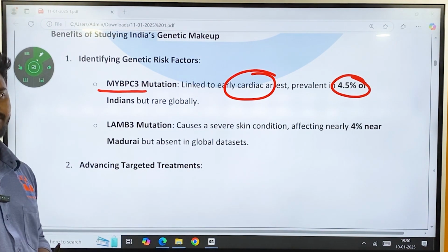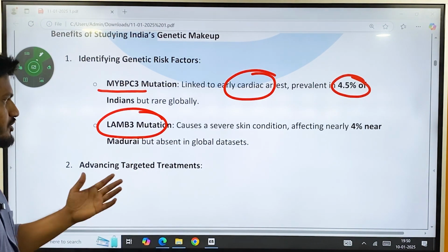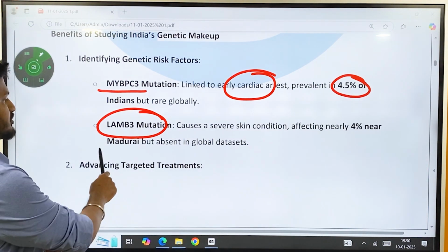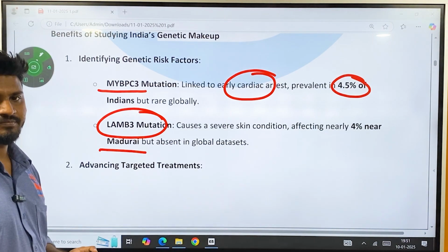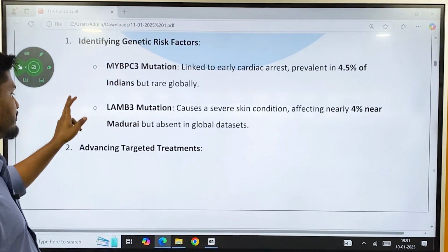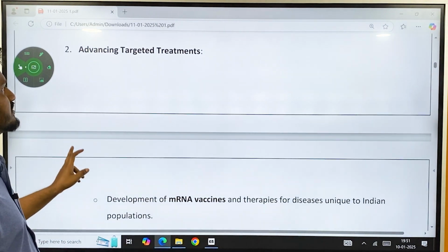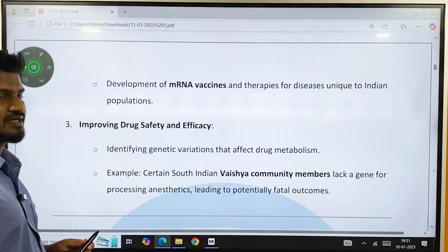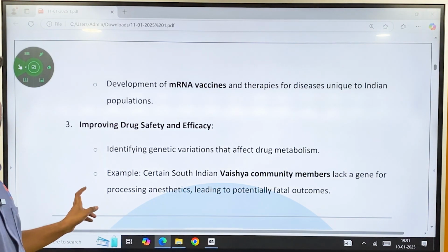And then there is LAMP3 mutation, which causes a severe skin condition which affects nearly 4% of people in the Madurai region, but it is absent at the global level or Indian level. By studying this, you can make the genetic makeup or genetic risk factors of a particular population and community. It is also important in advancing targeted treatments, that is development of mRNA or fourth generation vaccines and therapies for diseases unique to Indian population is also possible through this one.